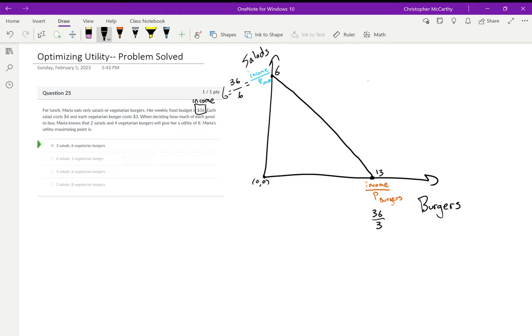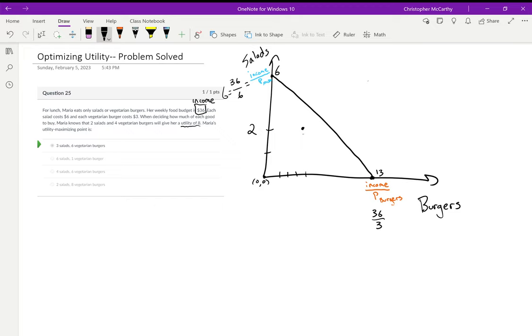Now we're told some information about what Maria's total utility is, given that she eats 2 salads and 4 vegetarian burgers, right? So let's go ahead and plot that. 1, 2 salads, right? And then 1, 2, 3, 4 vegetarian burgers. So seeing this, and actually this is probably not the most representative here. It'd probably be something more like this. 1, 2, and then 1, 2, 3, 4. That looks better to me.